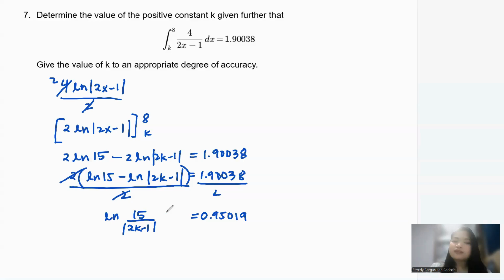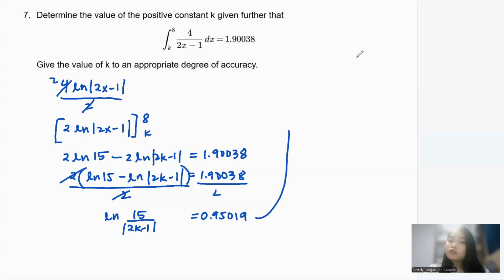I mean, you cannot really disregard the ln because there's no ln here. Unlike what we discussed in class, where there's ln and there's ln here, then you can just disregard it and focus here and here. But there's no ln there. So what does it mean? Then you need to convert this into exponential form.